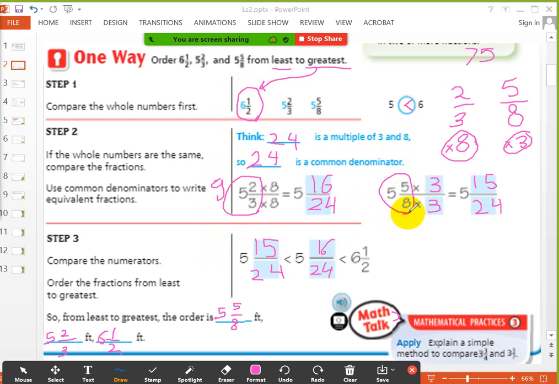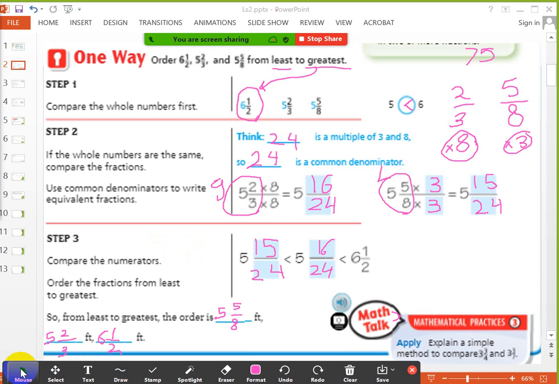So I will order from the least to the greatest. You have to start with the least. This one I will mark L, the least one: 5 and 5 over 8. After that, the number greater than this one is 5 and 2 over 3. The greatest number is 6 and 1 over 2. Okay? So if I have mixed numbers, I have to make the denominators the same if the wholes are the same.